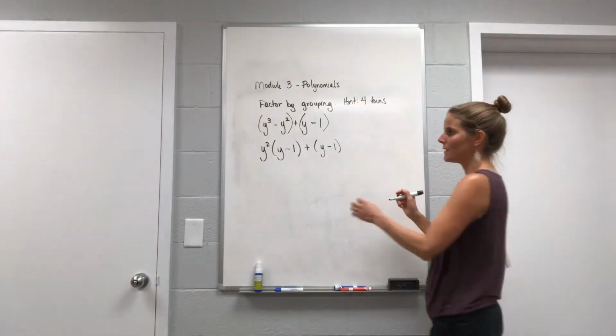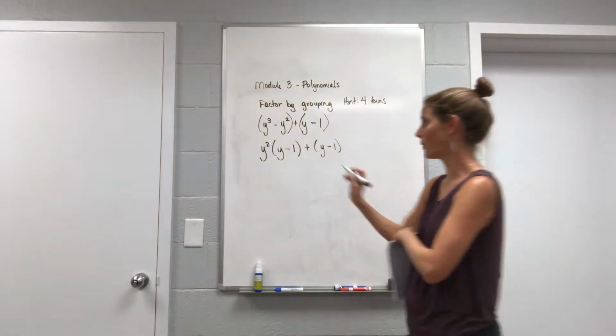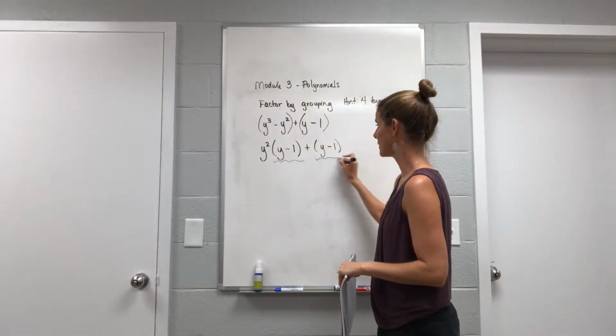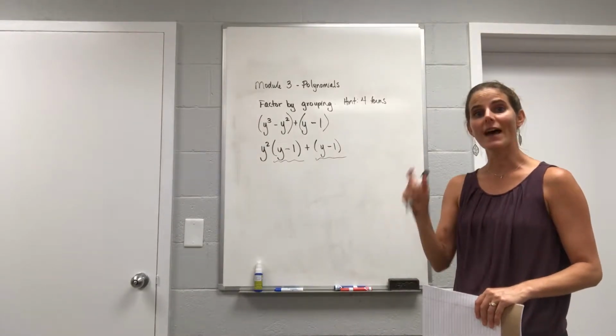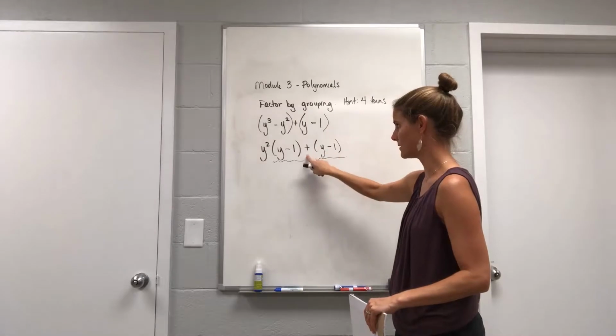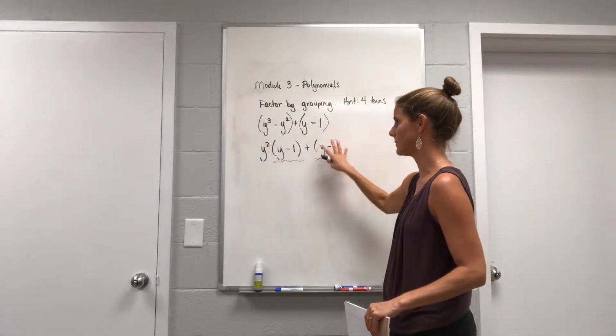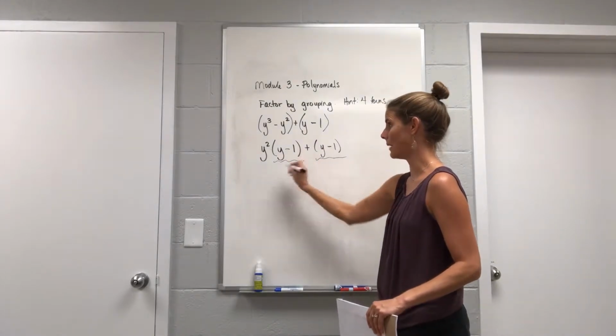Now with factoring by grouping, if it will work, this will always happen, where what you're left with when you factor out the GCF is always going to be the same. So that is now the greatest common factor of this term and this term. Notice they're separated by a plus, so you have a term here and a term here. The GCF, the common factor, is this y minus 1.